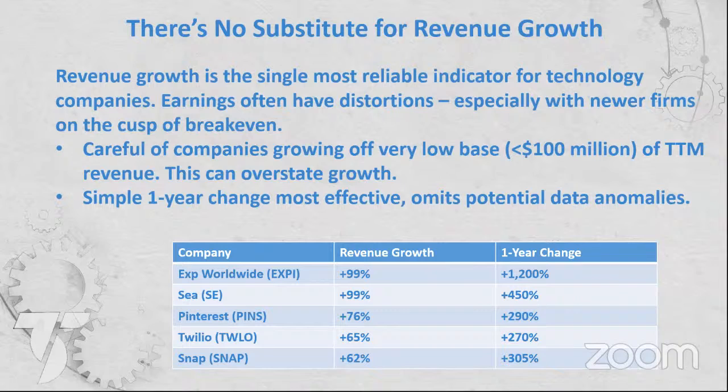It's what we saw with Snap. They came out yesterday and said they're going to be growing 50+% well into the future. The stock exploded higher on that. So revenue growth is the single most reliable indicator for technology companies.